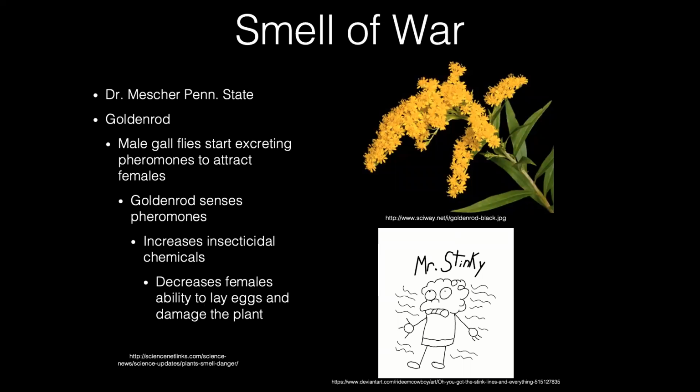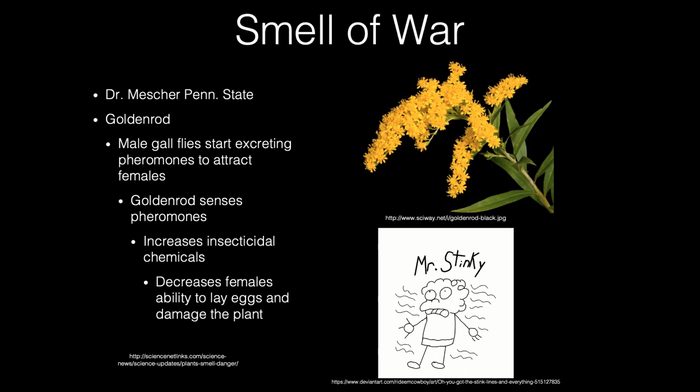So when a male goldenrod gall fly is ready to find a lady friend, he will start producing a bunch of pheromones. They're attractant pheromones that will attract the female in. That's why I have the picture of Mr. Stinky down there, because he's putting out this smell, and that is to attract in the females. But the goldenrod kind of eavesdrops to those messages. It's able to also, through that same sort of perception, that same sort of sniffing, pick up on those odor molecules, those pheromones that the gall fly is using.